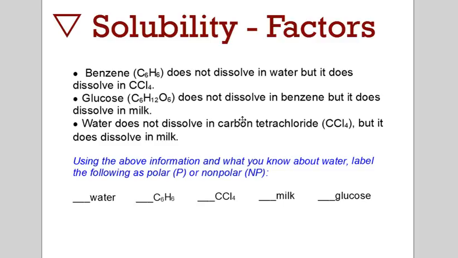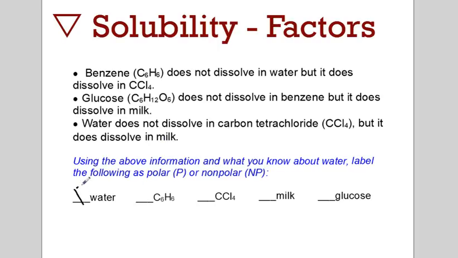Benzene does not dissolve in water, but it does dissolve in carbon tetrachloride. Glucose does not dissolve in benzene, but it does dissolve in milk. Water does not dissolve in carbon tetrachloride, but it does dissolve in milk. So just looking at that, water does dissolve in milk.